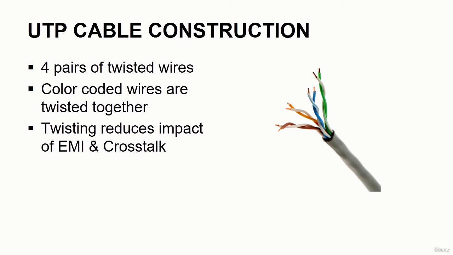UTP cables consist of 8 individual wires that are twisted together in pairs. Each wire has its own color-coded insulation wrapper. Then all the wire pairs are bundled inside a sleeve of PVC insulation. The twisting of the wire pairs helps prevent electromagnetic interference and something called crosstalk. Now, we've discussed EMI sources on the previous slide. Crosstalk is interference from the electrical current running through the adjacent wires. The twist in the wire pairs breaks up the magnetic fields of the wires, which reduces the possibility of crosstalk.